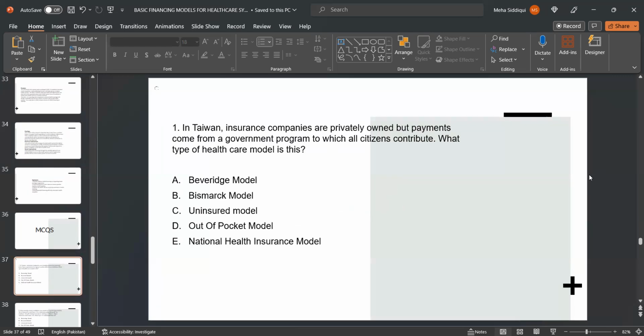Now coming to MCQs. MCQ number 1. In Taiwan, insurance companies are privately owned, but payments come from a government to which all citizens contribute. What type of healthcare model is this? Beveridge model, Bismarck model, uninsured model, out-of-pocket model, national health insurance model? No, it is E, national health insurance model. Because here insurance companies are privately owned, but the sole payer is government. In Beveridge model, there are no insurance companies involved.